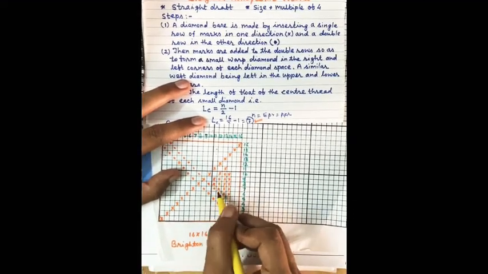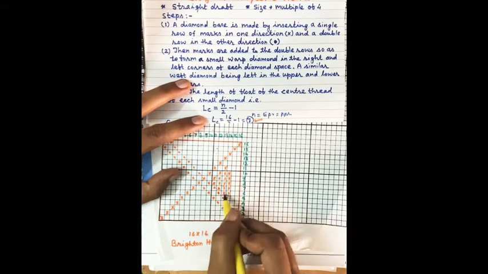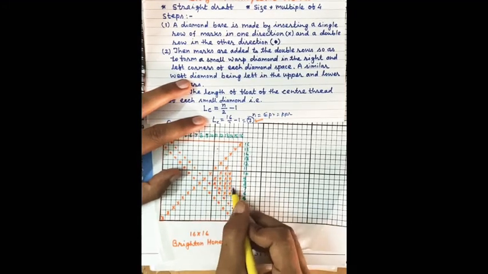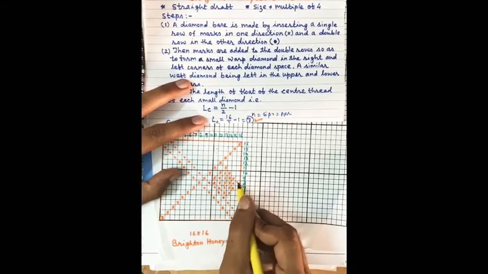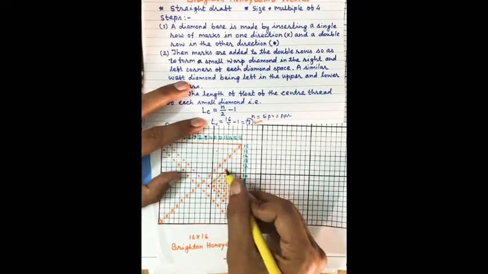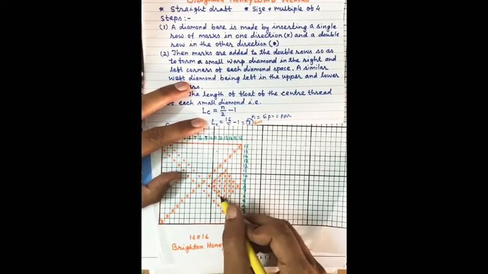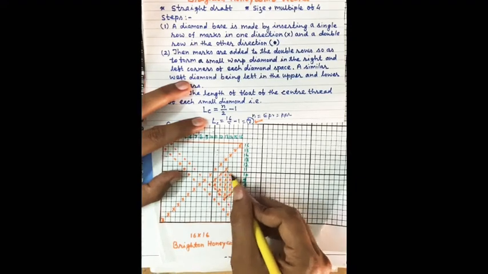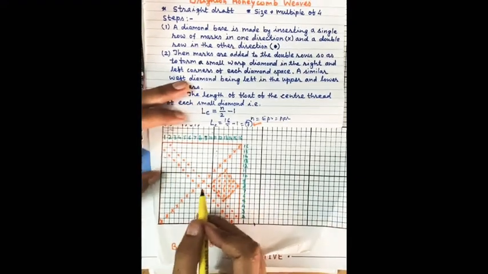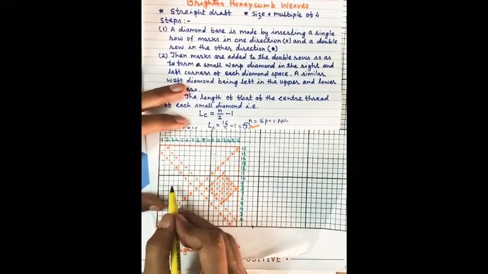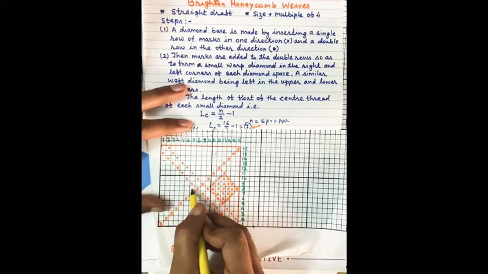So this 5 marks are here, so 5 marks will be indicated in the same rows. Similarly 3 and then 1. So in this way, here we are able to form a small warp diamond in the left corner. And similarly, this diamond will be created in the right corner, leaving this one.